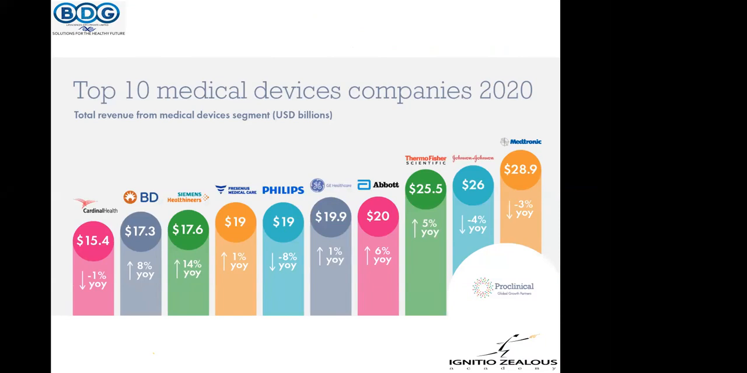And if I want to see the top 10 medical device industries in the world in 2020, you can see all these names: Thermo Fisher, Abbott, BD, Siemens, Philips, GE Healthcare, and you can see the figures in $1 billion. So what this figure suggests is that there are tremendous opportunities. Industries are earning a good amount of money because they feel there's more scope, and they are coming up with new and new products.